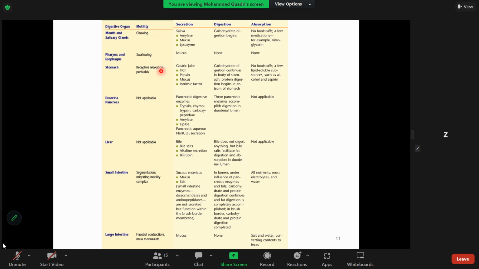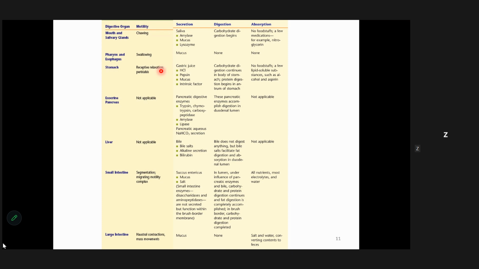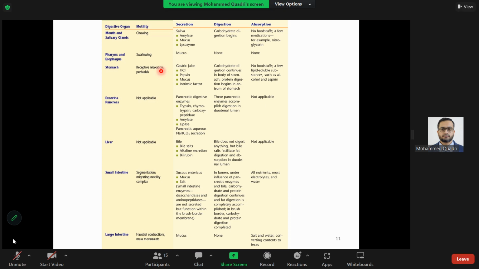Have you heard of vagotomy? What is vagotomy? From the word, it is removal of the vagus nerve, cutting of the vagus that supplies the stomach. Why would you cut the vagus to the stomach? Think what the vagus is doing in the stomach. What does the vagus stimulate in the stomach?